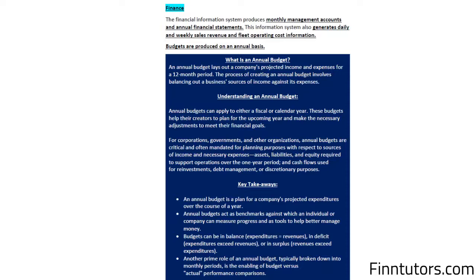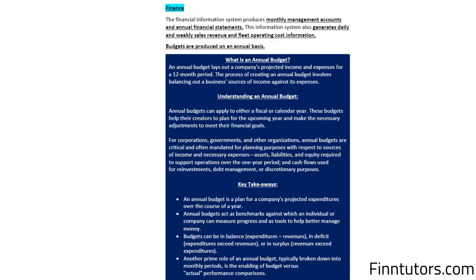So, what is an annual budget? An annual budget lays out a company's projected income and expenses for the 12-month period. The process of creating an annual budget involves balancing out the business's sources of income against expenses. So, an annual budget is simple. What is going to be your expected income? What are going to be your expected expenses? That's your annual budget. Understanding an annual budget.